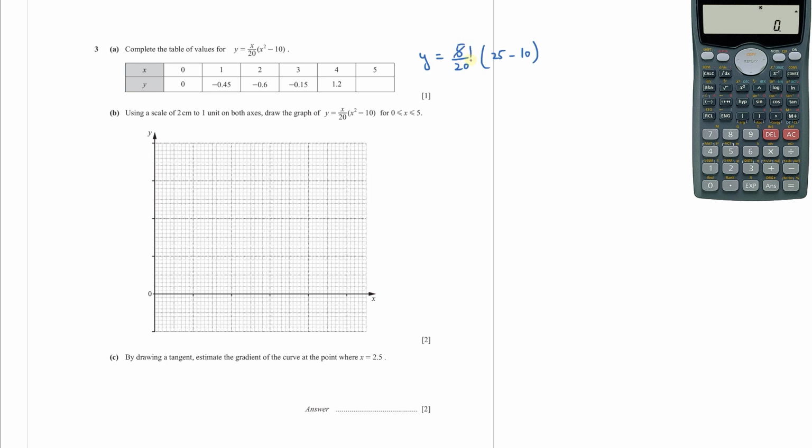So this will be 5 ones are 5, 5 fours are 20. So this will be 1 over 4 multiplied by 25 minus 10, which is 15. So 15 divided by 4 will be 3.75. So this will be 3.75.